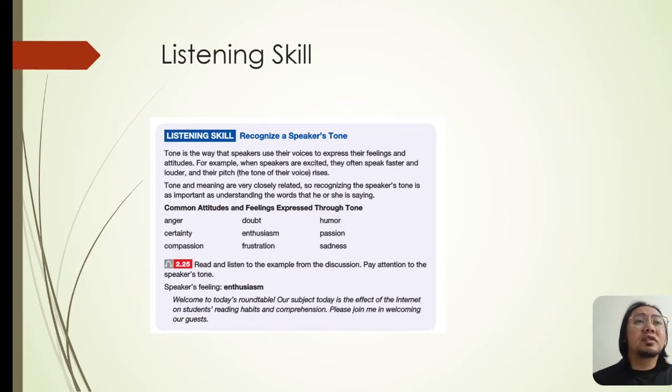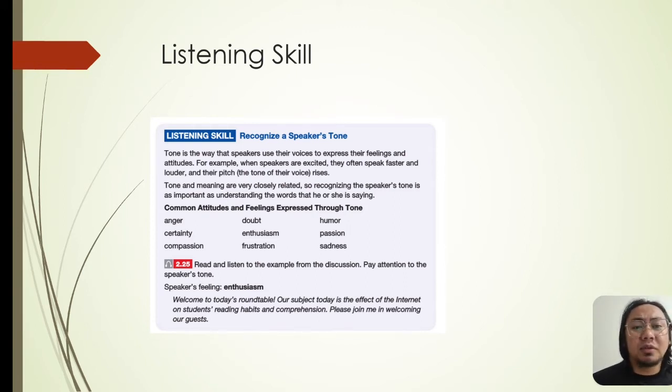And you will also understand more. You will gain more information, you'll get more messages from the speaker's speech, from the video, either it's a video or it's a face-to-face conversation. You'll get more if you understand that particular speaker's tone.